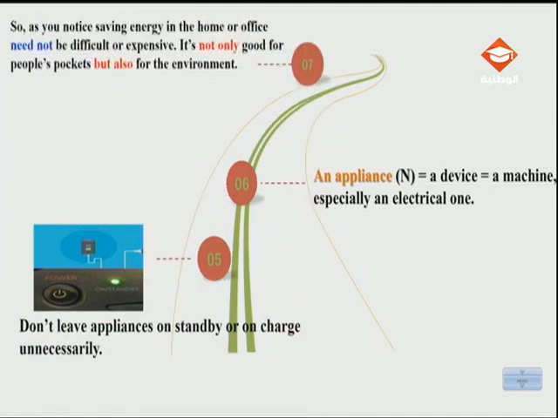And that's all. So these are all the tips. And as you see, saving energy in the home or office need not be difficult or expensive. And it's not only good for people's pockets, as it saves money, it's also good for the environment.